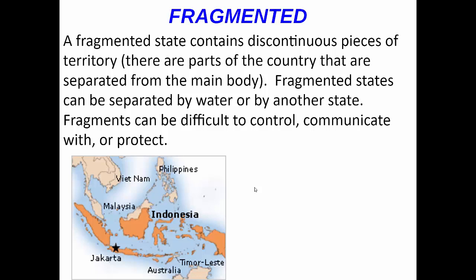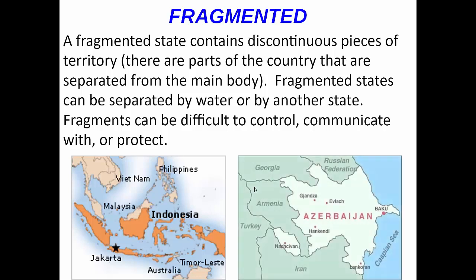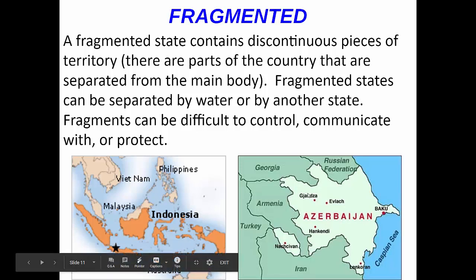Fragments obviously can be difficult to control, to communicate with, or protect. Oftentimes fragments, especially islands, might be areas where there's a lot of independence, devolution, and efforts to break away from the country. All right? This is definitely the case in like Hawaii. There was a strong independence movement there. In Indonesia, actually, one island, East Timor, recently declared independence.